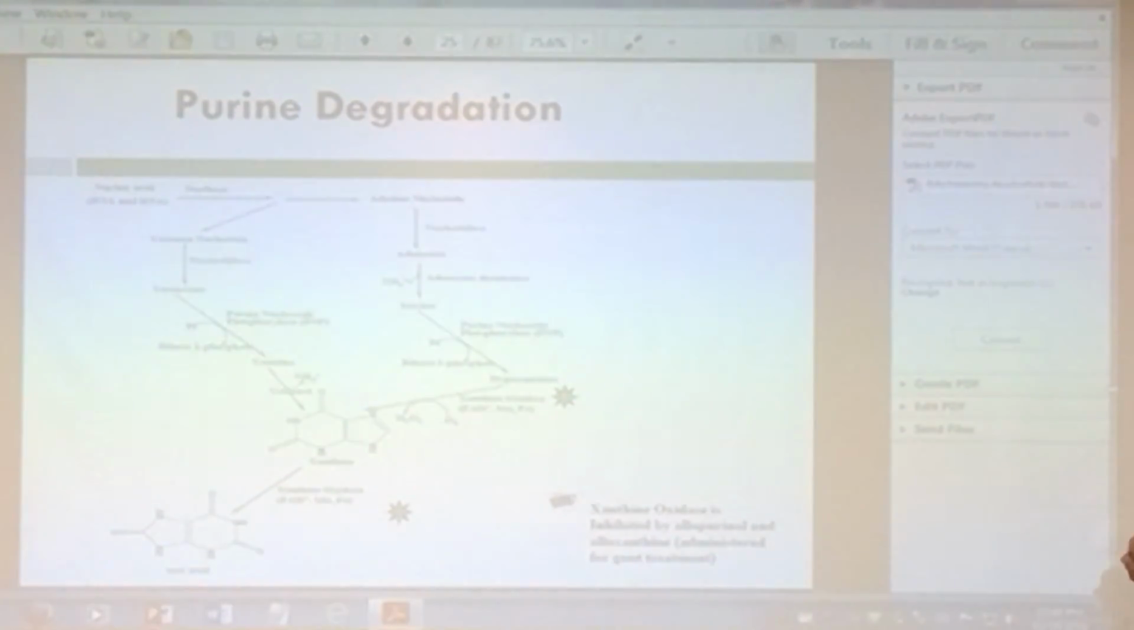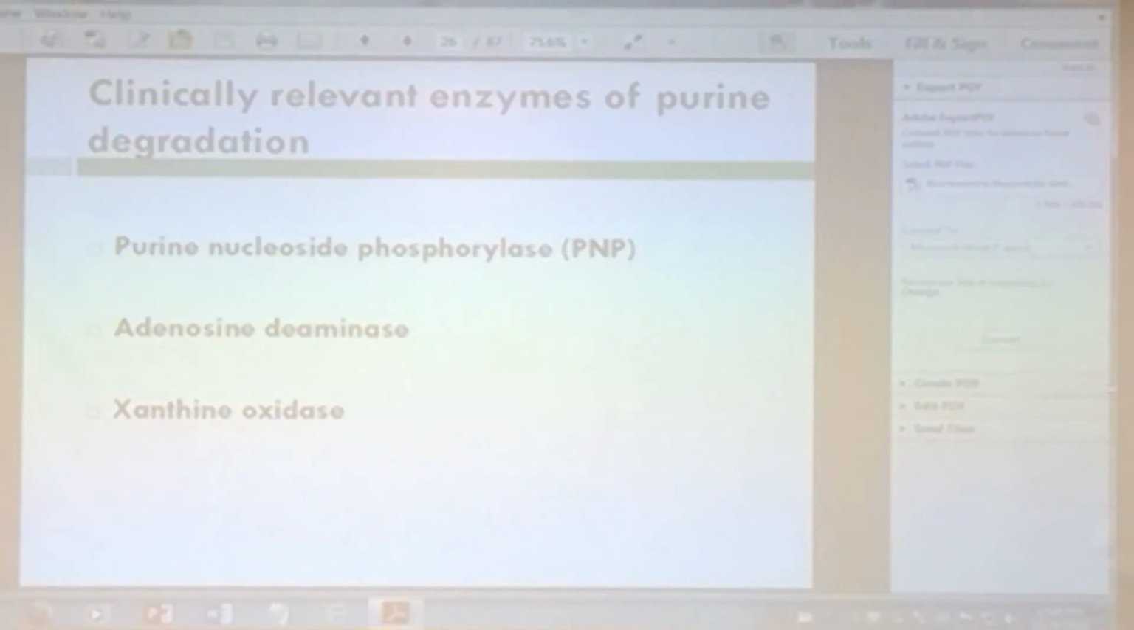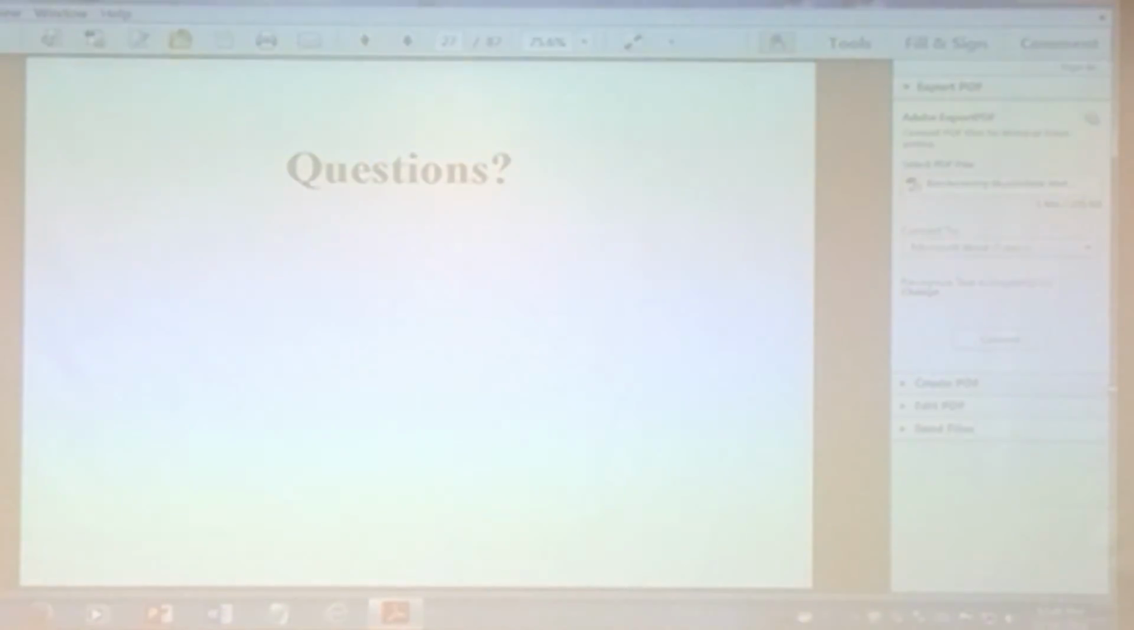Purine degradation. So here's how these are very important here: hypoxanthine to xanthine, xanthine to uric acid. Those are catalyzed by xanthine oxidase. Xanthine oxidase uses FAD, molybdenum, iron, right? One of the only enzymes that uses molybdenum as a cofactor is xanthine oxidase. You also see purine nucleoside phosphorylase and adenosine deaminase; these three are clinically relevant: purine nucleoside phosphorylase, adenosine deaminase, and xanthine oxidase.